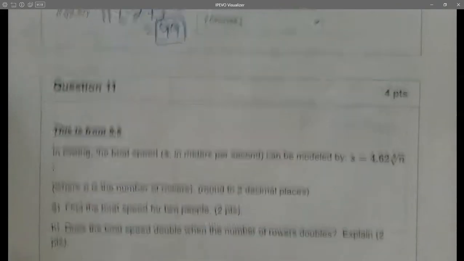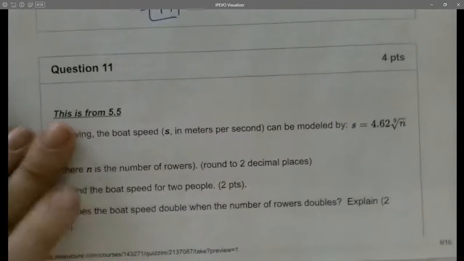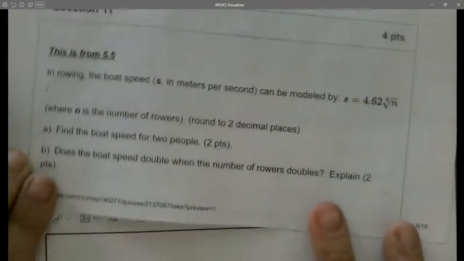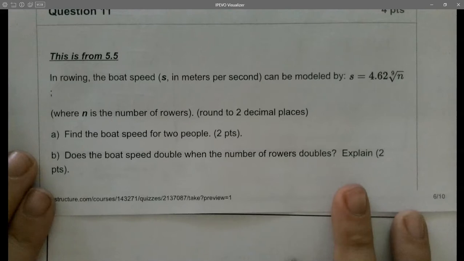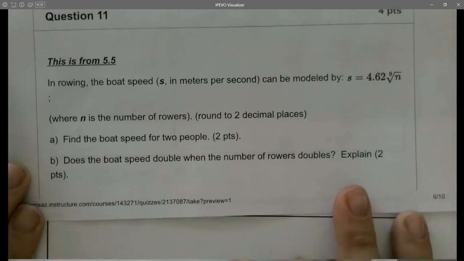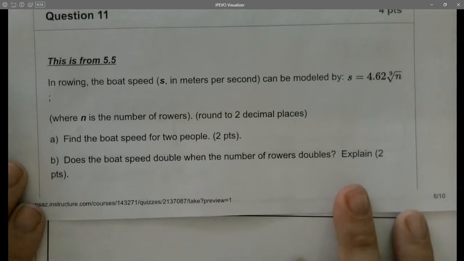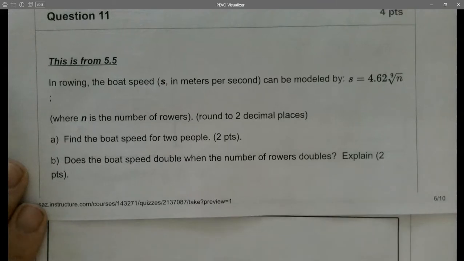Number 11, the question is here, but my writing space is on the next page. So it says the boat's speed is modeled by 4.62 times the ninth root of n, where n is the number of rowers. A wants me to find the boat speed for 2 people, and then B wants me to say if the boat speed doubles when the number of rowers doubles.